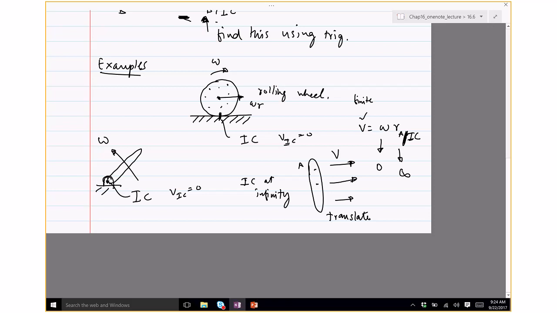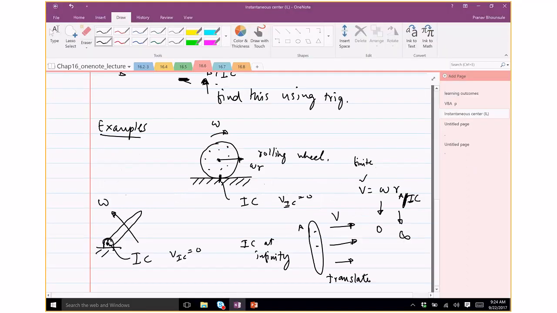Okay, so that was two cases where the IC was on the rigid body, and a case where it was at infinity. I will show you how to compute the IC for a rigid body, and that's what we will see most of the time in this course.